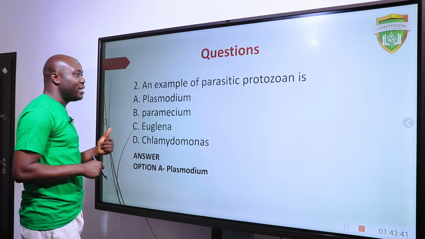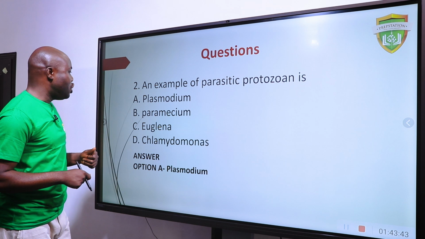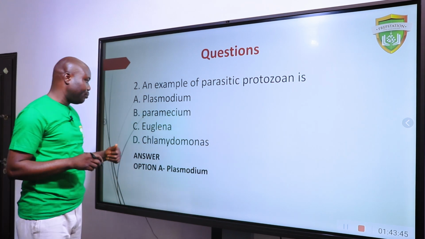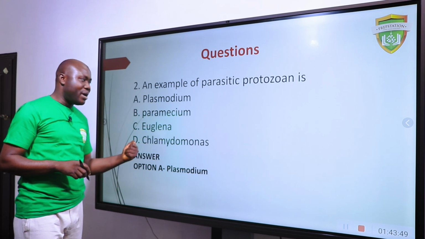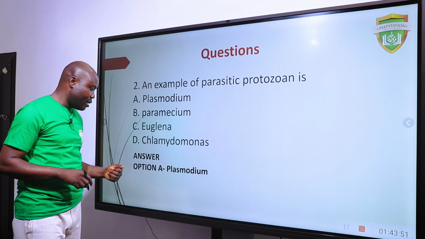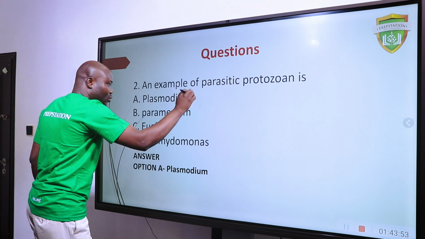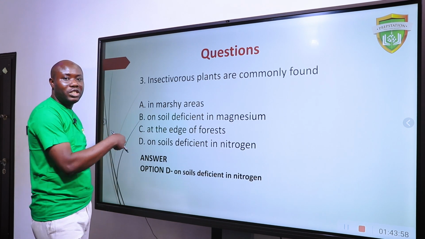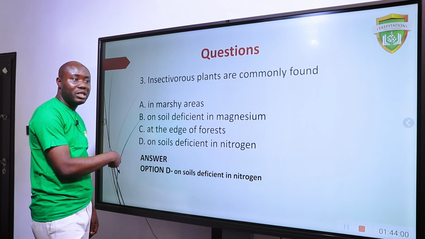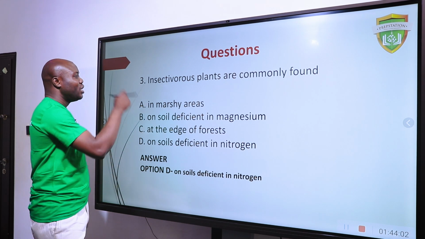Then, an example of a parasitic protozoan is Plasmodium. Paramecium, Euglena, Chlamydomonas are not parasitic. You get? So, this is the answer. Plasmodium. Of course, you know that is the causative organism, or the etiological organism, of malaria.